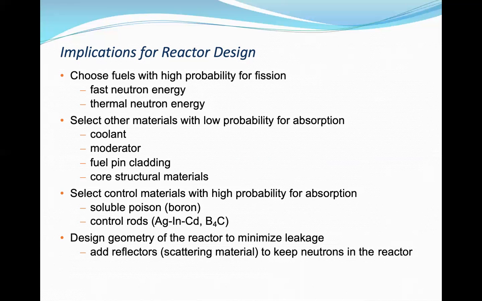And one more design aspect is important: select the control material with a high probability for absorption. It should be a soluble poison, boron, and control rods, right? And design the geometry of the reactor to minimize leakage. In a power plant, the biggest negative thing is the leakage of neutrons. It should be avoided with the help of a reflector.